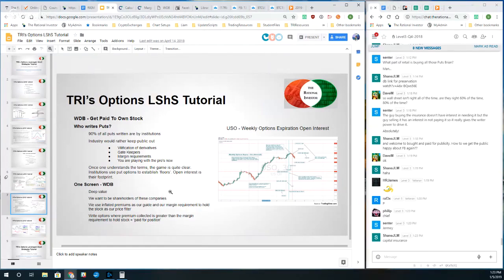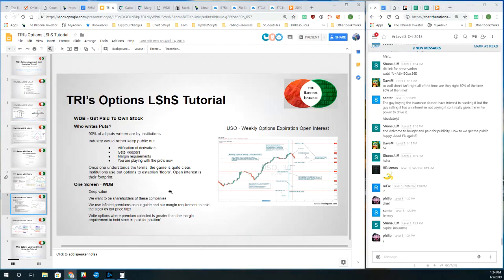The key here, of course, is that if you're going to write a put option, it's under the explicit understanding that you want to own the damn asset. Does that make sense? If I write a put, then that means the buyer of that put has the right to sell whatever the asset is. As the writer of the put, I am legally obligated to buy that asset.